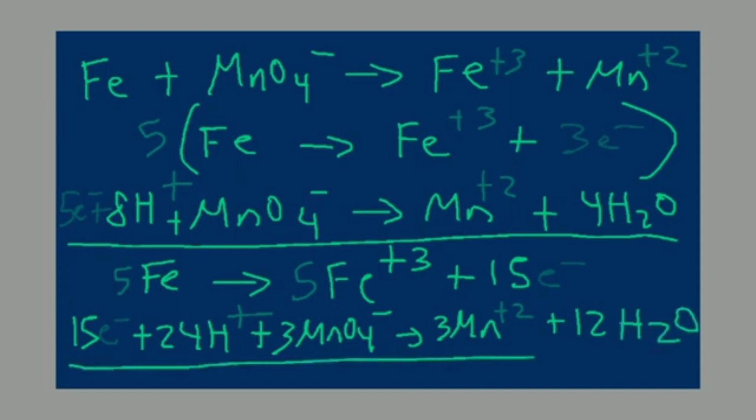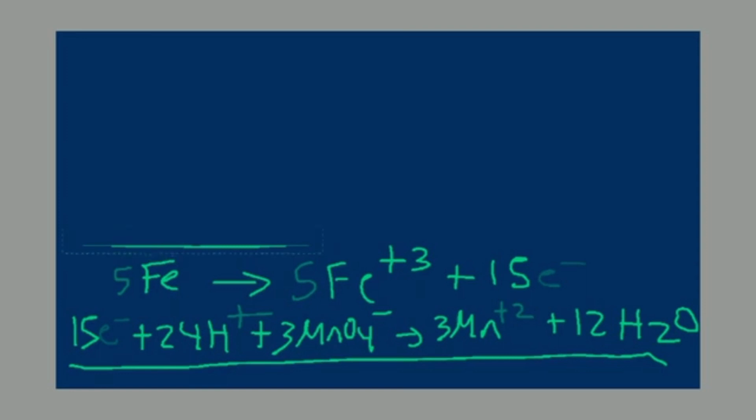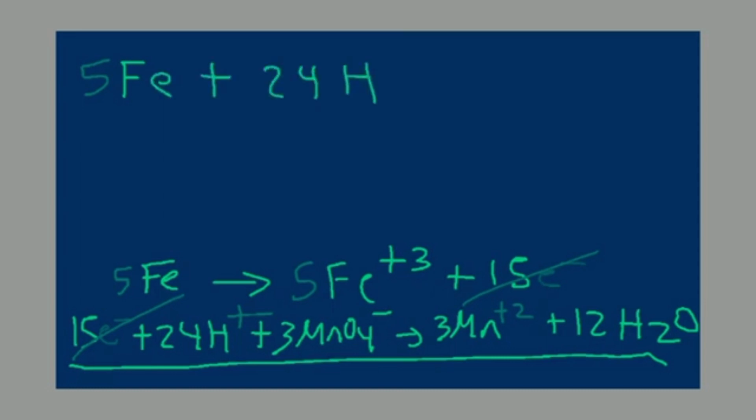So now we need to add these two reactions. As we add the two reactions, the only thing that we can cancel are the 15 electrons. Now these three, we need to add them to the left side of the reaction as we add the two reactions. So it's going to be 5 Fe plus 24 H plus 3 permanganate ions.